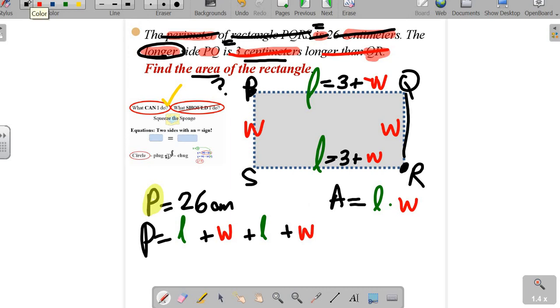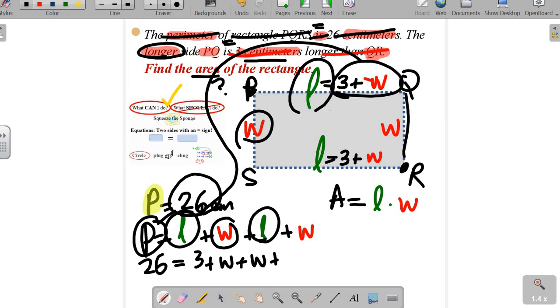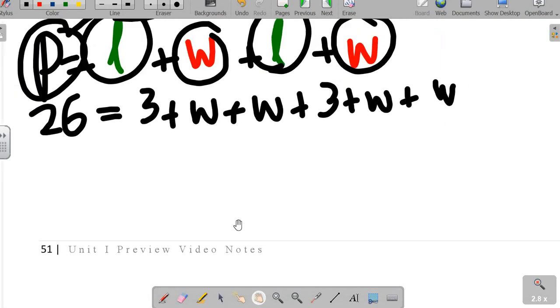Well, I can circle, plug, chug. Circle and plug it in. I circle the L, I pick up what belongs in the L, and I plug it in. I circle the W. Circling every aspect of the diagram enables you to make sure you don't lose a component of your equation. From here, now, it's just basic algebra.